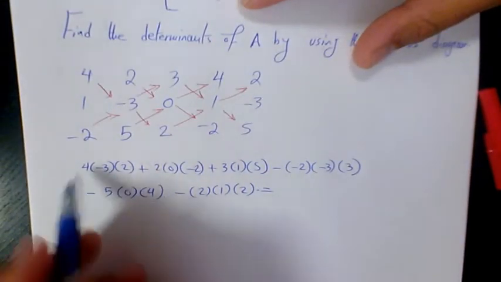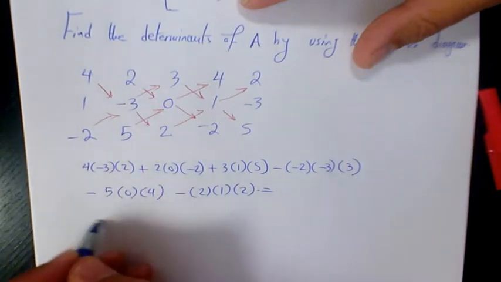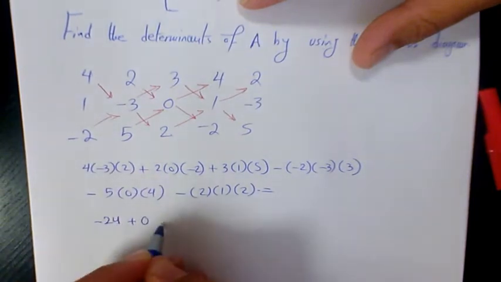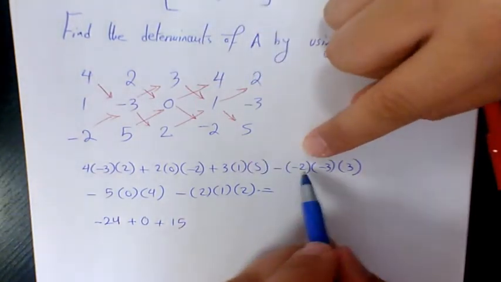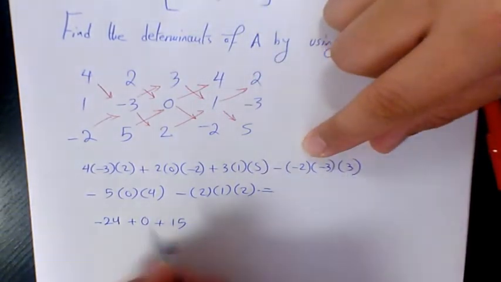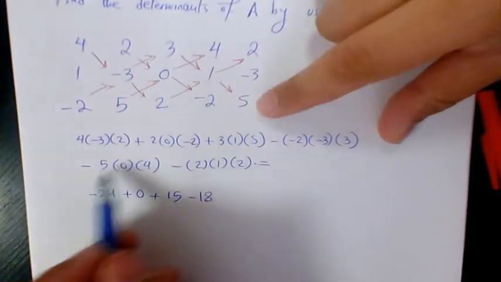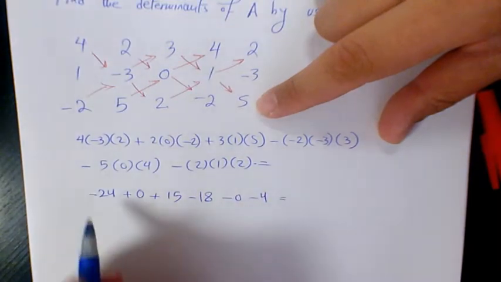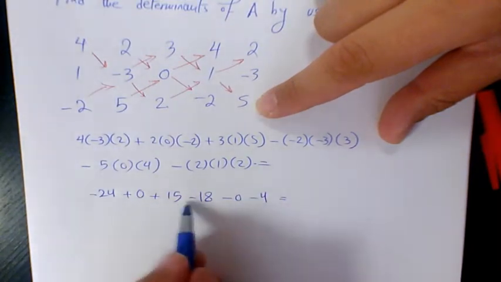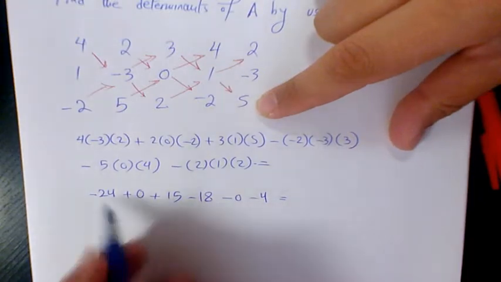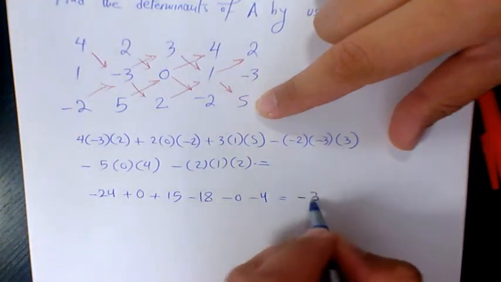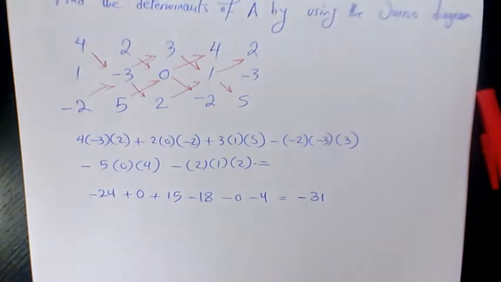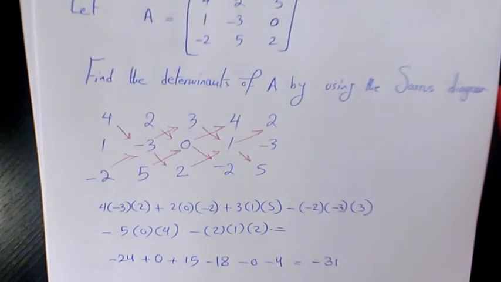So we get here negative 12, negative 24. This one is 0. This one is 15. Here we have positive 6, 18, negative 18. This one is going to be 0. And here this one is going to be 4. So we have negative 3, negative 7 with this guy, and we have negative 31 is the determinant of this matrix. So that's how we use the series method in order to find the determinant of a 3x3 matrix.